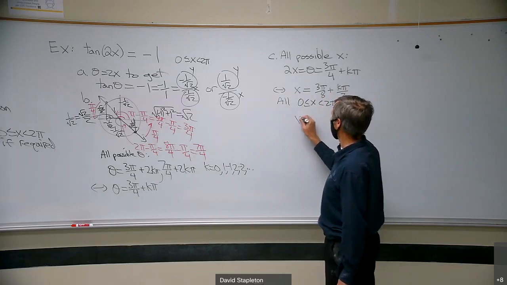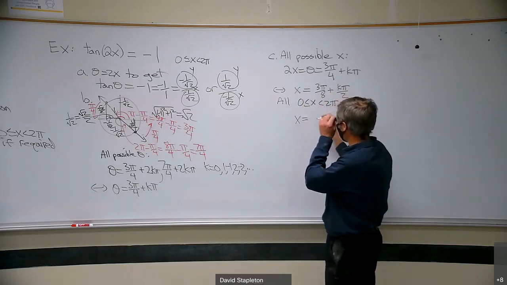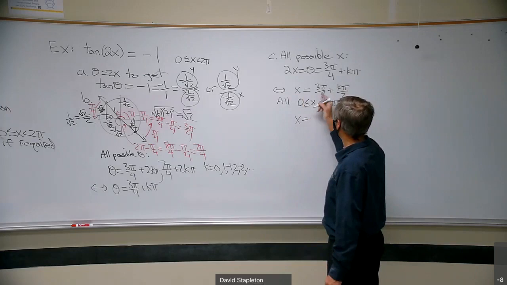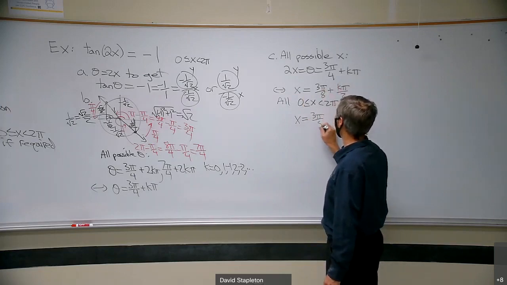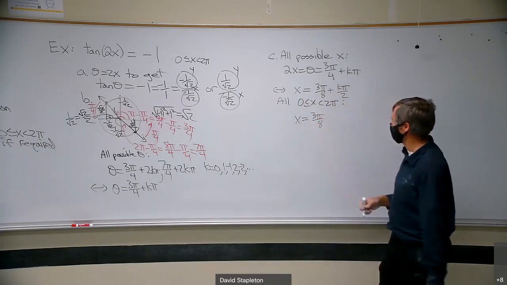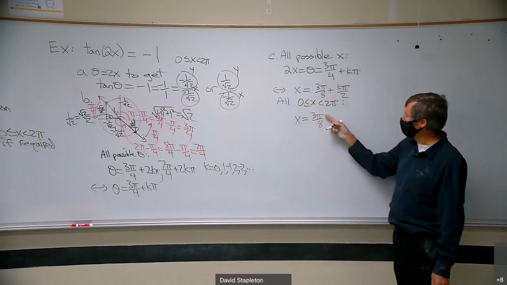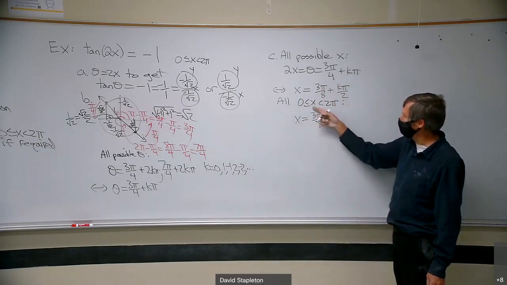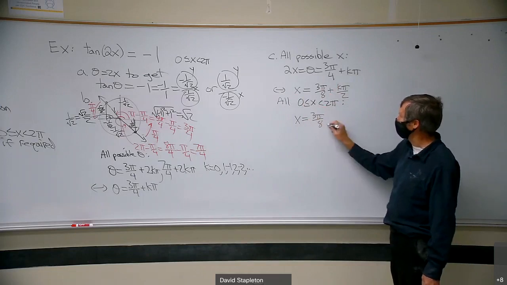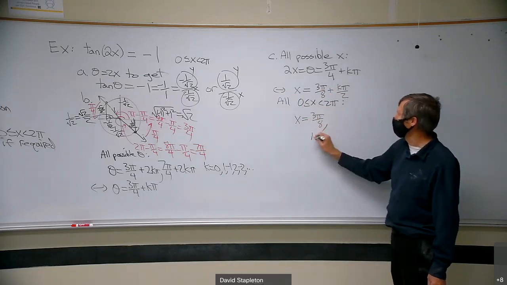So I try x equals, if I put k equals 0, does that work? I get 3 pi over 8 plus nothing. That's between 0 and 2 pi, right? It's positive. 2 pi would be 16 pi over 8. So that's certainly less than 16 pi over 8. That counts. Now that's k equals 0 in that equation.